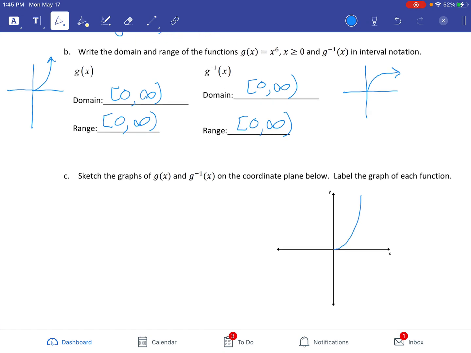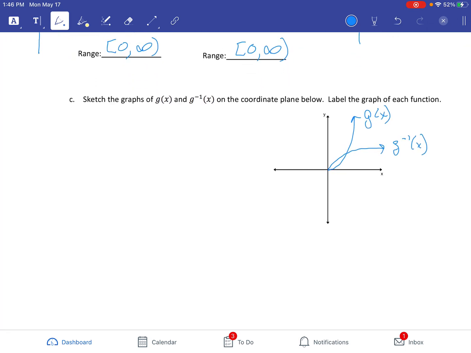We've already sketched the graphs, but we'll do it again for this part of the problem. Here is g of x, and here is the inverse of g of x. That's pretty simple.